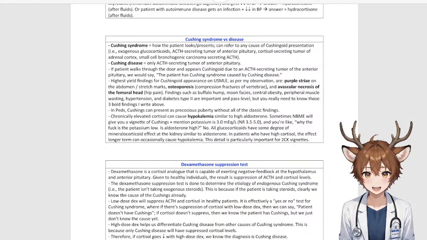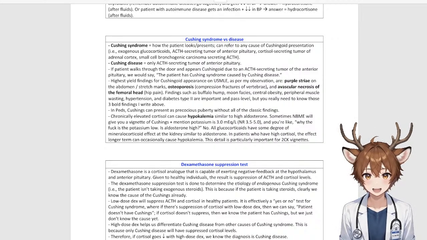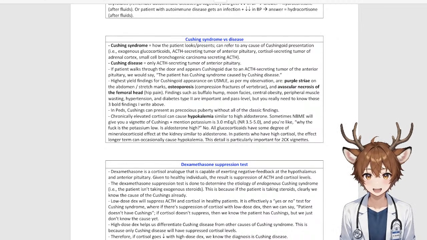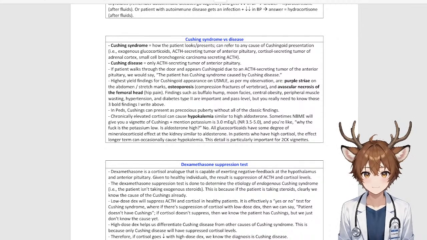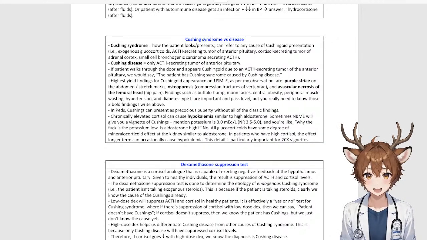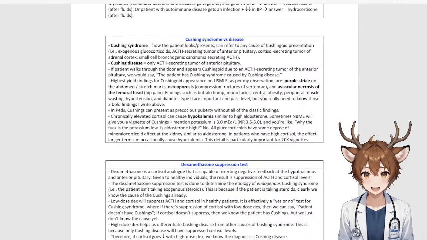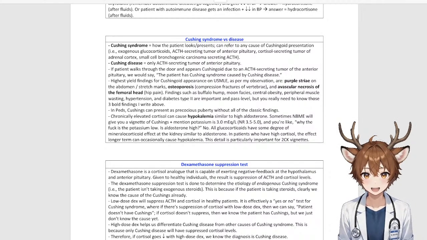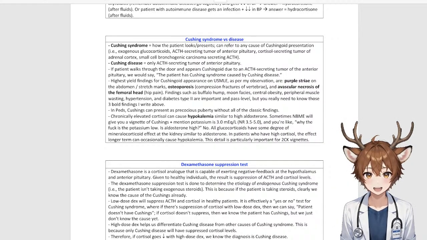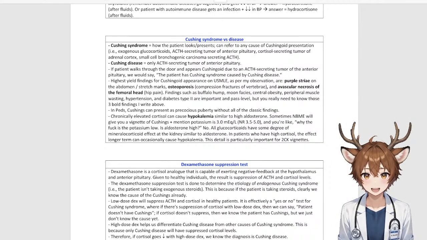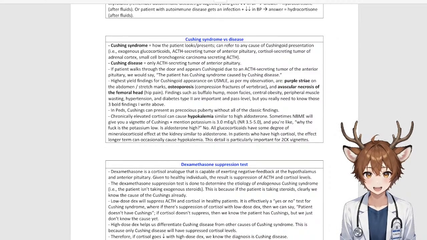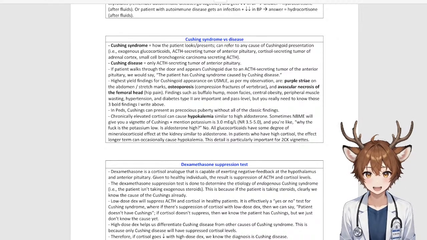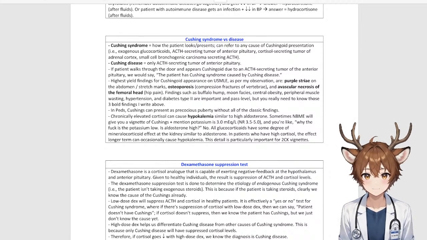In peds, Cushing's can present as precocious puberty without all the classic findings. Chronically elevated cortisol can cause hypokalemia, similar to high aldosterone. Sometimes NBME will give you a vignette of Cushing's, plus mentions potassium is 3.0 milliequivalents per liter. Normal range should be 3.5 to 5.0. And you're like, why is it that the potassium is low? Is aldosterone high? No. All glucocorticoids have some degree of mineralocorticoid effect at the kidney, similar to aldosterone. In patients who have a high cortisol that affects longer term, it can occasionally cause hypokalemia. This detail is particularly important for 2CK vignettes.